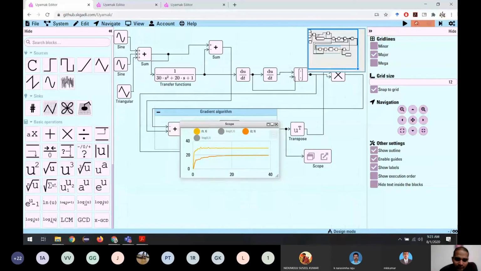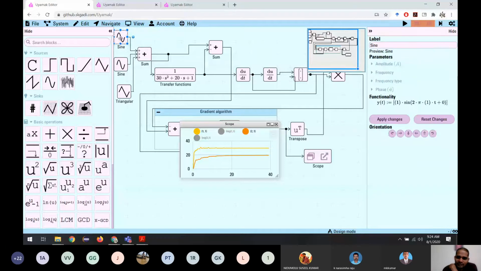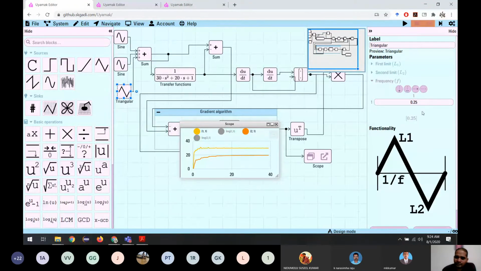So it takes more time if you are in the condition of sufficient condition. So the condition is 1 sine wave is good for identifying 2 parameters. But if you give more sine waves, it is much better. What do I mean by more sine waves? With different frequencies. This frequency is 1 hertz, and this one is 0.5 hertz. And I am adding another triangular wave with 0.25 hertz.